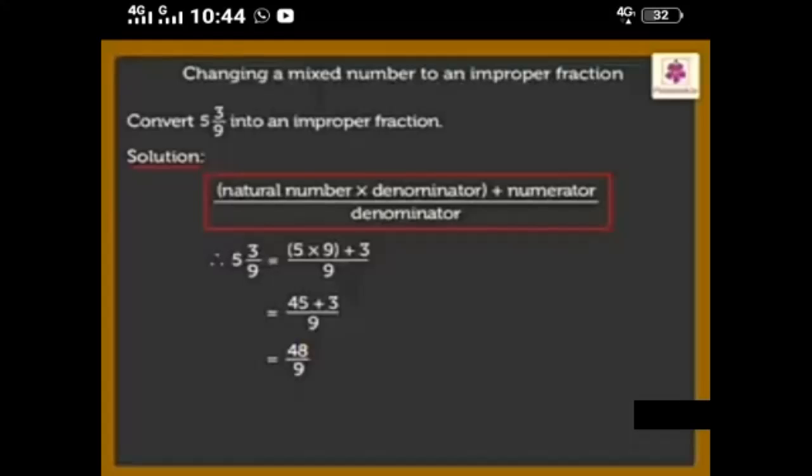What is the question? Convert 5 and 3 by 9. There is one equation also. What is the equation? Natural number into denominator plus numerator by denominator. The denominator does not change; it is the same denominator.